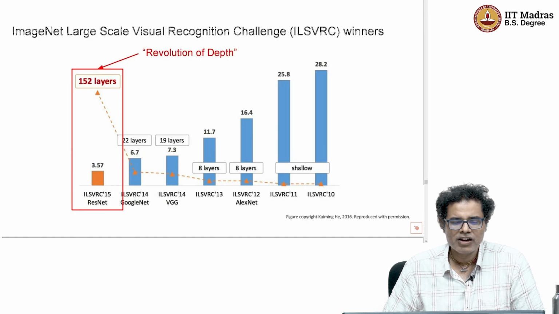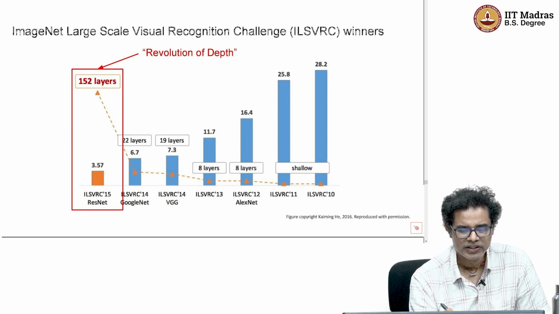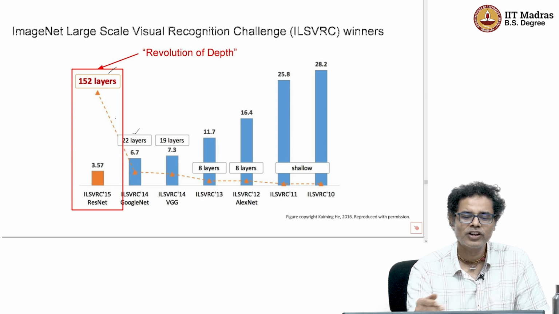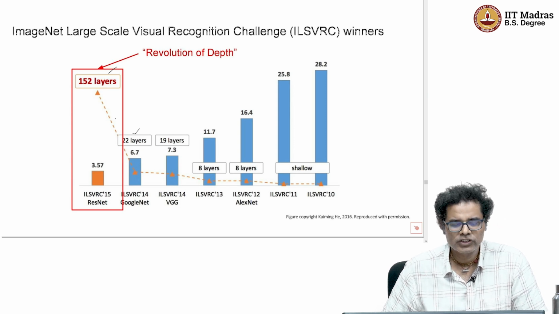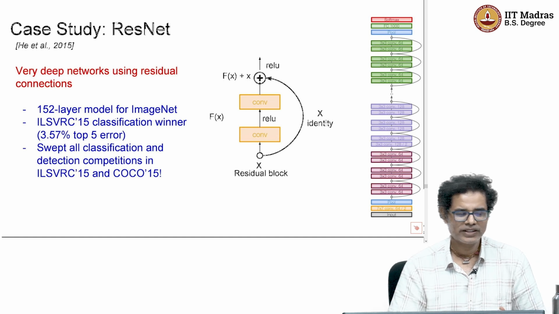Okay. So now we come to the last network that we want to discuss, and you can see the jump. It is like 22 layers, and this is like 152 layers. So a huge jump in the number of layers. It's a revolution of depth, and this is what we look at: ResNet, or residual net.